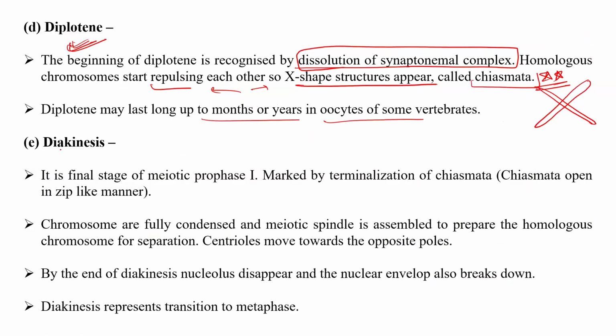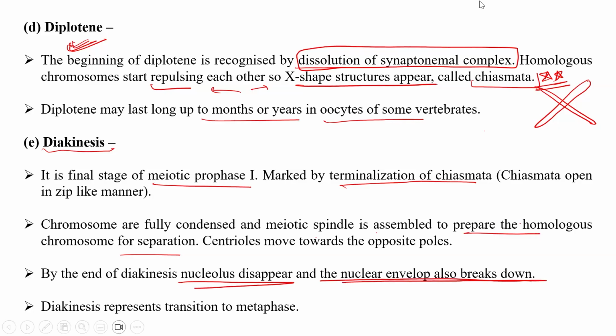The next stage is diakinesis. It is the final stage of meiotic prophase 1. It is marked by the terminalization of chiasmata. So chiasmata open in a zip-like manner and chromosomes are fully condensed and the meiotic spindle is assembled to prepare the homologous chromosomes for separation. Centrioles move towards the opposite poles. By the end of diakinesis, the nucleolus disappears and the nuclear envelope also breaks down. So now the cell is preparing itself to separate the homologous chromosomes.